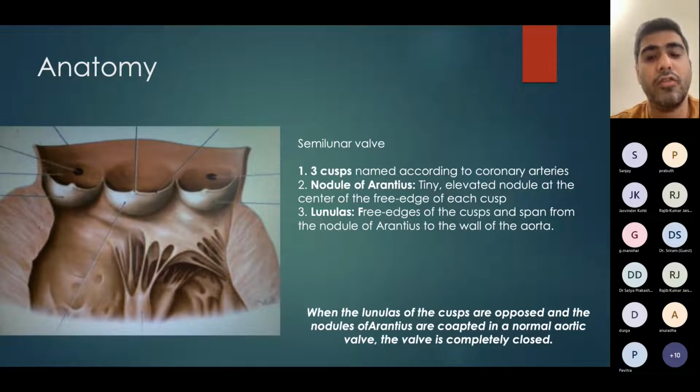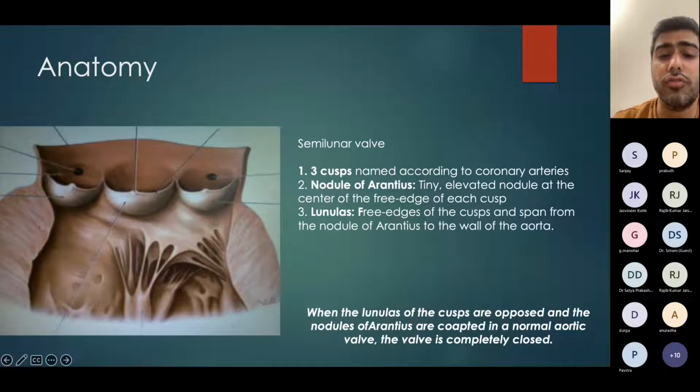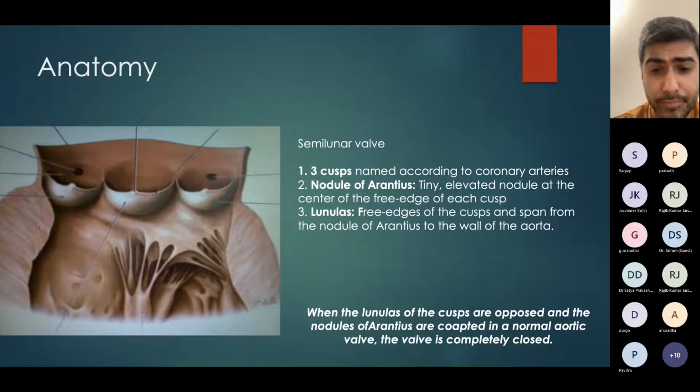Coming to the anatomy of the aortic valve, as we all know, it's called the semilunar valve, and it has three cusps, which are named according to the coronary arteries which are associated with it. It's the right coronary cusp, then the non-coronary cusp, which is not associated with a coronary artery, and the left coronary cusp. Each of these cusps has a nodule of Arantius, which is a tiny nodule at the center of the free edge of each cusp. The other structures that are important to assess are the lunulae, or the free edges of the cusp that span from the nodule of Arantius to the wall of the aorta. When the lunulae of the cusps are opposed and the nodule of Arantius is coapted in a normal aortic valve, the aortic valve is said to be completely closed.